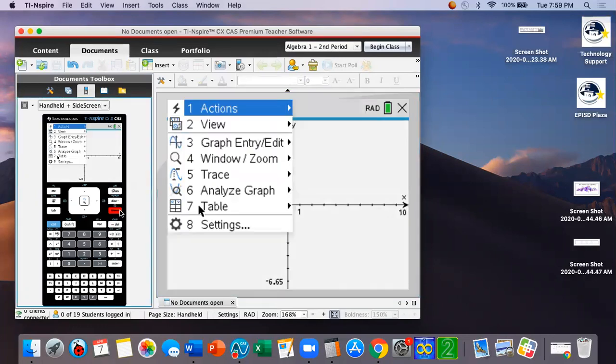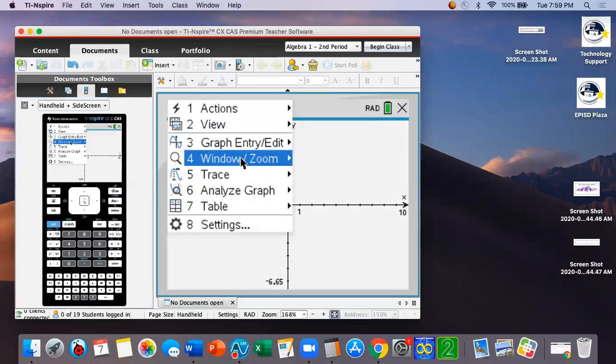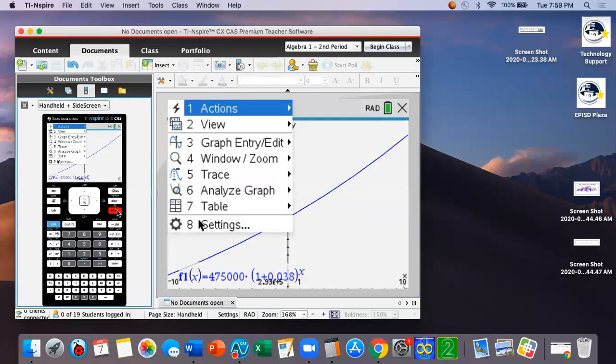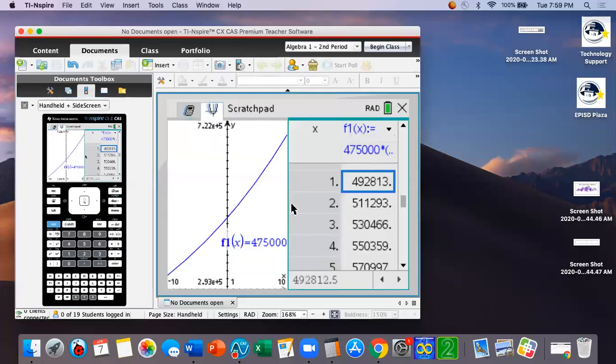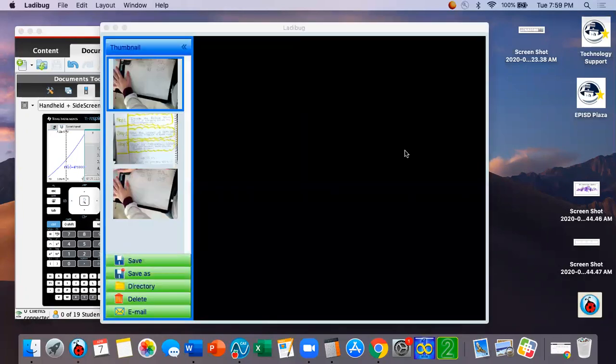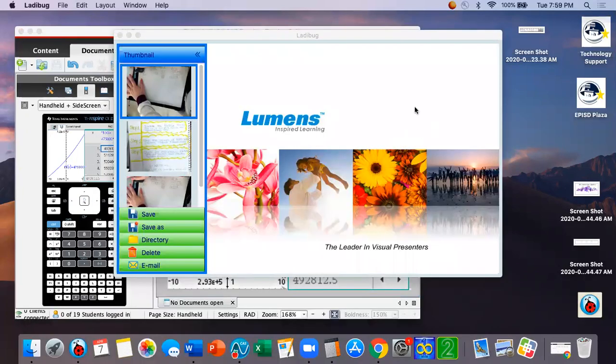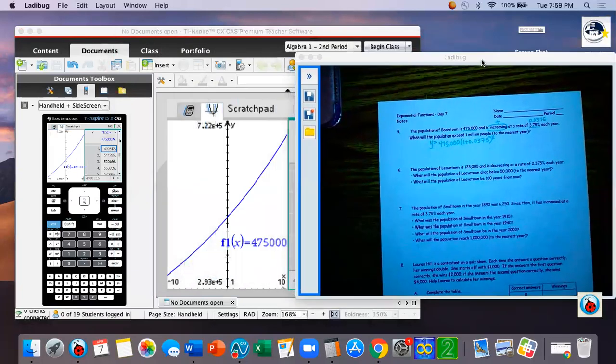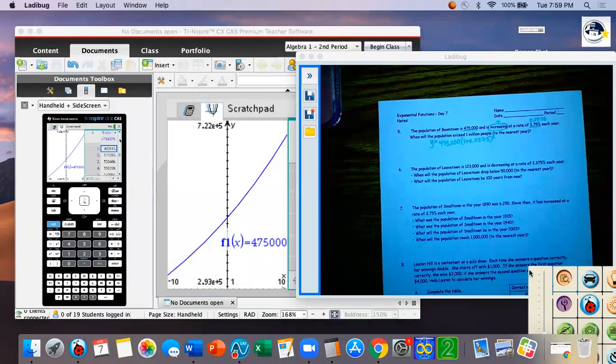So, and then you're going to go menu. You can't see your graph right now, so you need to fit it to the screen. And then you're just going to go to your table. And we want to know for this question when the value will reach, or the population will exceed, go past 1 million people. So let me zoom in on the assignment so y'all can see it.